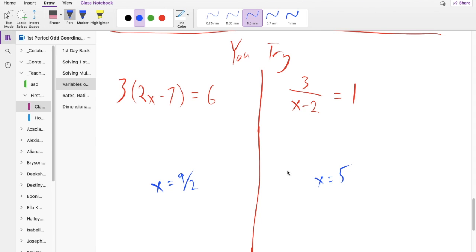All right, so on the first example, you should have had x equals 9 halves. And on the second example, you should have gotten x equals 5. So if you did not get those, try to go back, see where your mistake was. Again, mistakes happen all the time, especially small ones. So just try to find out where your mistake was, so hopefully you won't make it the next time.